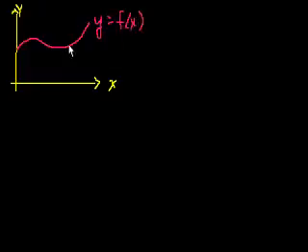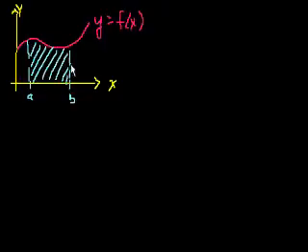You give me an x and I'll give you a y. If I wanted to figure out the area under this curve between, let's say, x is equal to a and x is equal to b, so this is the area I want to figure out, this area right here. What I do is I split it up into a bunch of columns or a bunch of rectangles, where, let me draw one of those rectangles, that's maybe one of the rectangles.